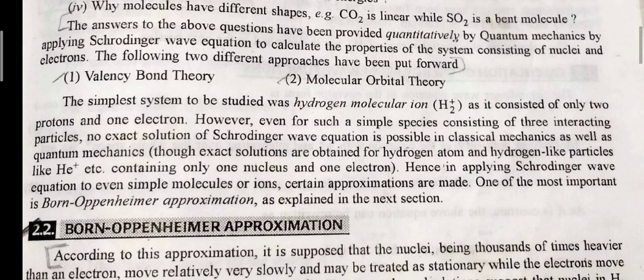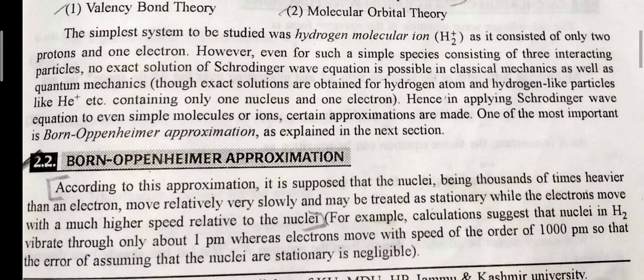Though exact solutions are obtained for the hydrogen atom and hydrogen-like particles like helium positive, etc., containing only one nucleus and one electron. Hence, in applying the Schrödinger wave equation to even simple molecules or ions, certain approximations are made. One of the most important is the Born-Oppenheimer approximation, as explained in the next session.